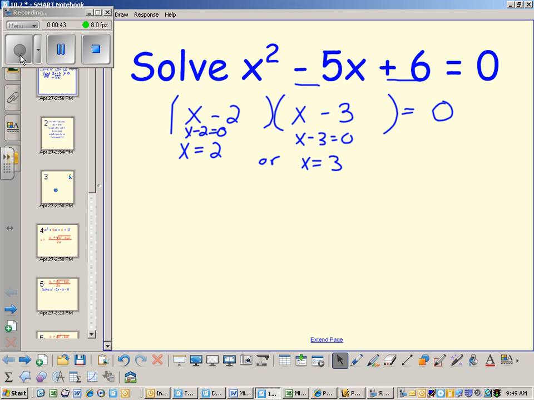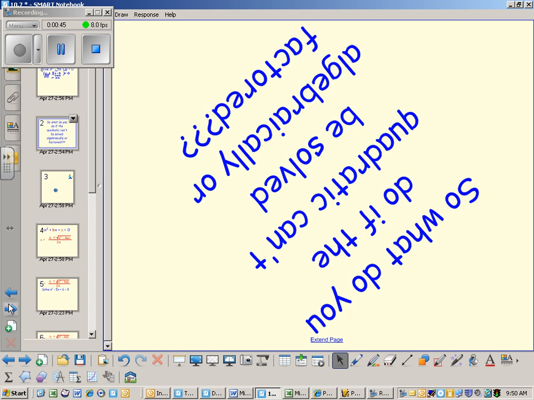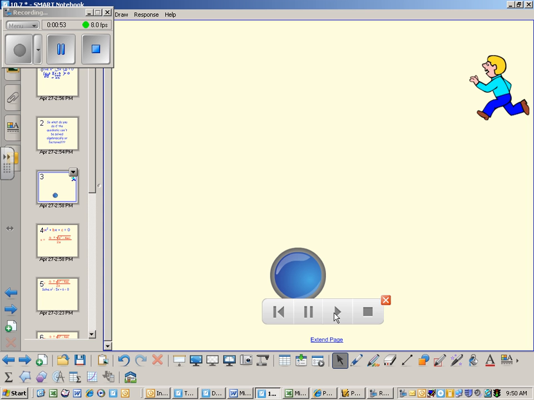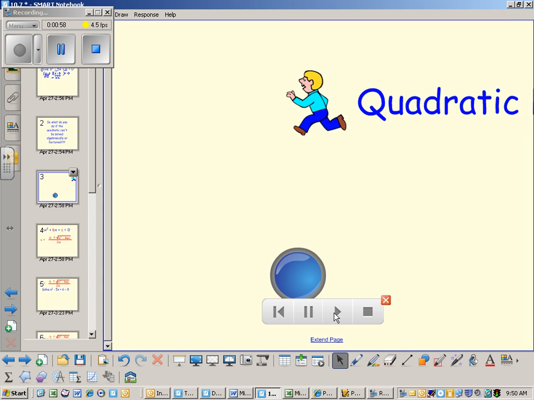So the next thing that we have to look at is, what do you do if the quadratic can't be solved algebraically or factored? So this is where we bring in the good old quadratic formula.